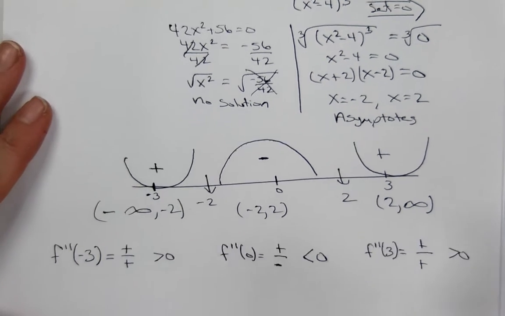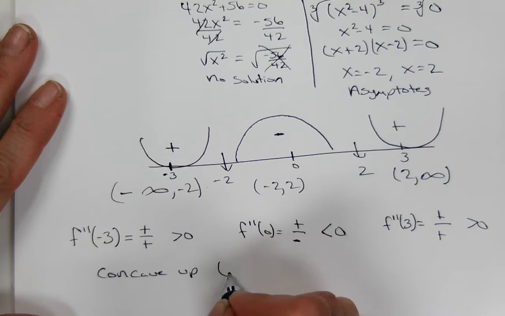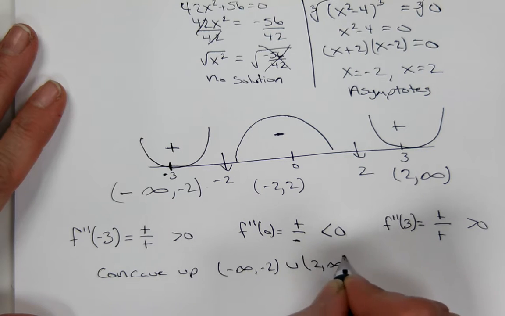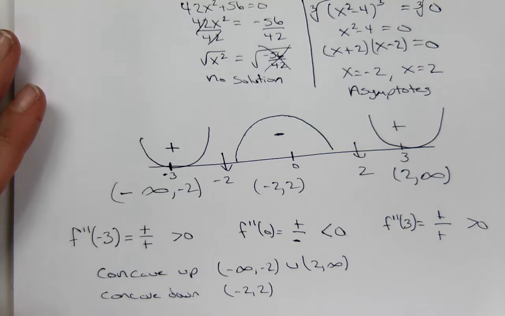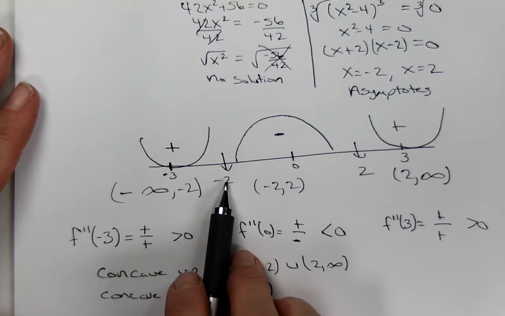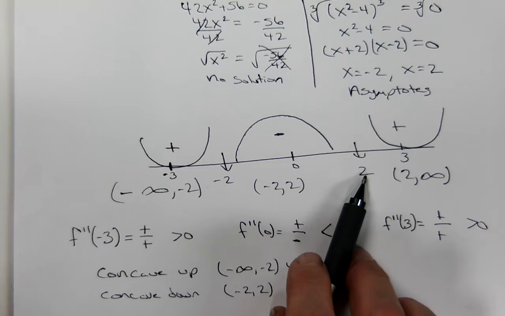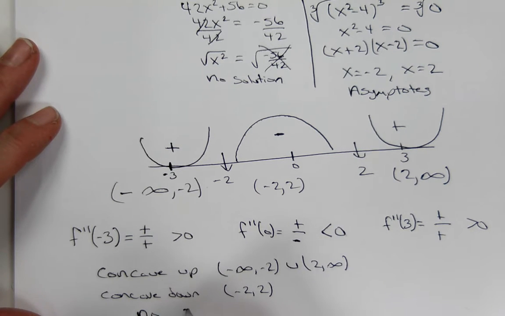So we have our interval. Concave up, if we officially write this, is from negative infinity to negative 2, union 2 to infinity. Concave down is negative 2 to 2. And then we can't say, if these were part of the domain, we would call them inflection points. But because they're not part of the domain, they can't be an inflection point if they're not such a point. So there's no IP, no inflection points.